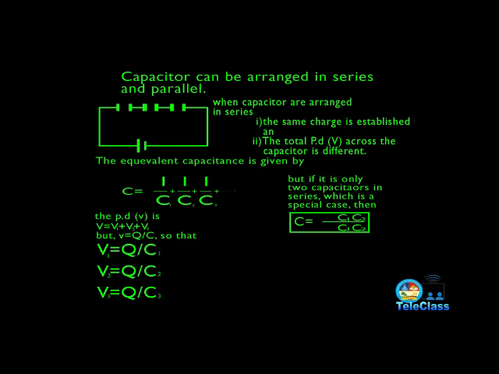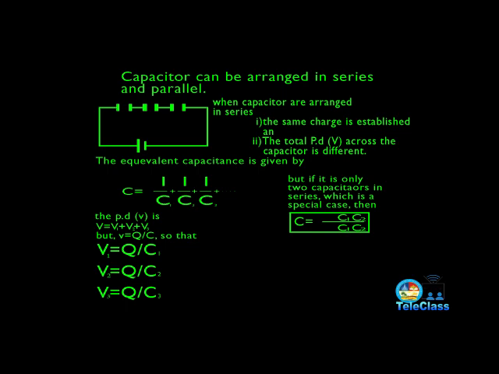Now, the equivalent capacitance, or the total or effective capacitance, of capacitors arranged in series is given by 1 over C equals 1 over C1 plus 1 over C2 plus 1 over C3, plus more as the case may be. But remember, we're looking for C. So at the end of the day, after your calculation, you make C the subject of the formula, not necessarily 1 over C. So C will now be equal to whatever the answer or the formula is when you are solving.